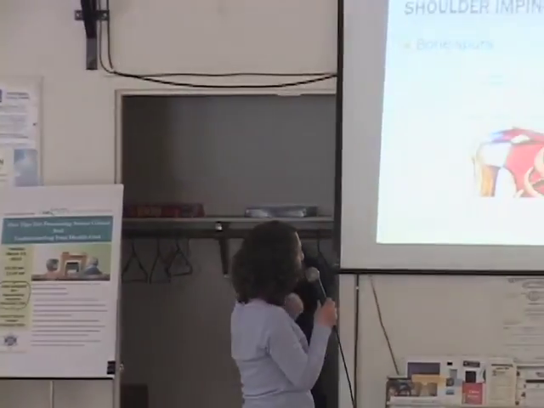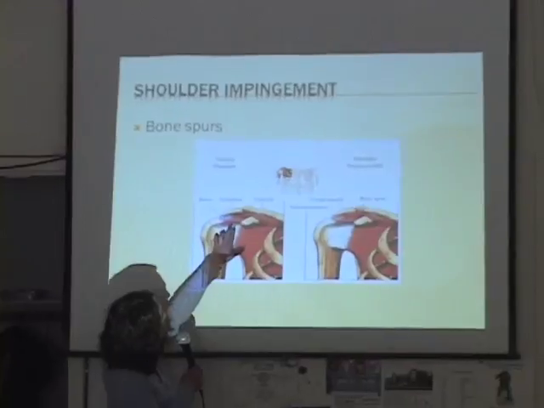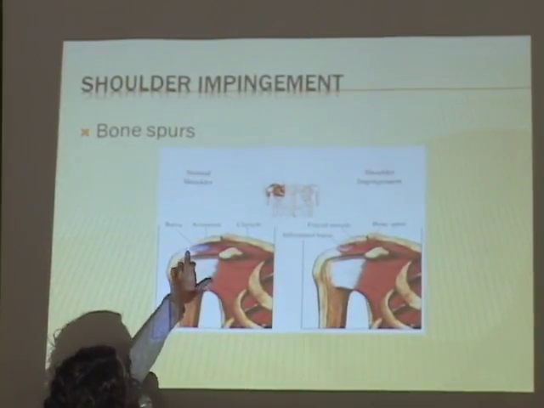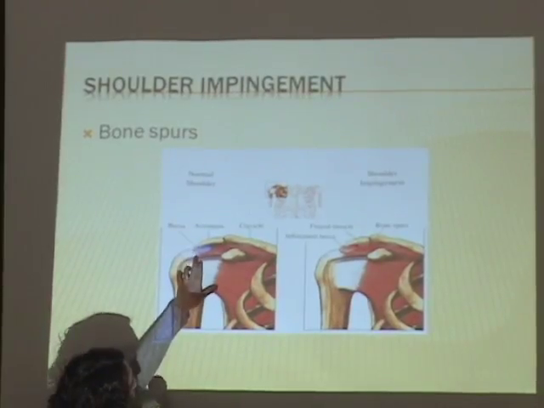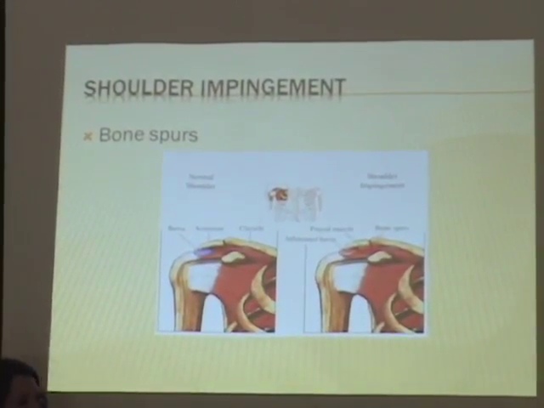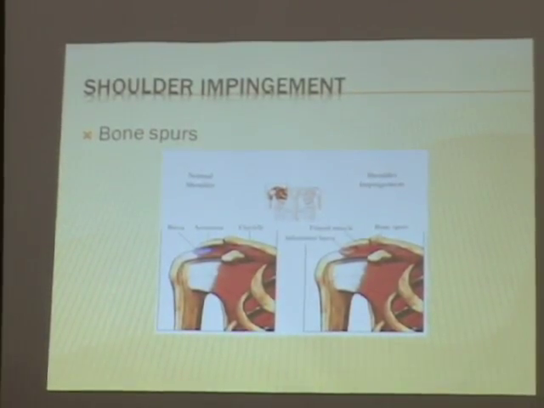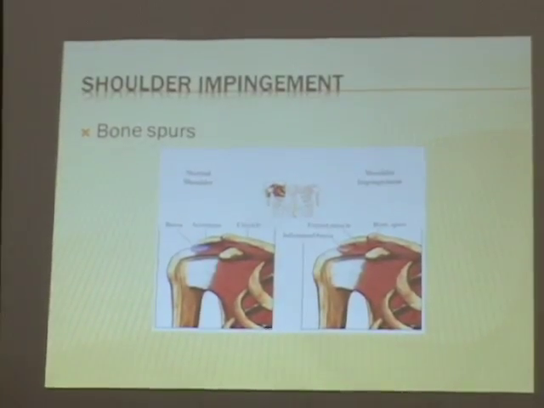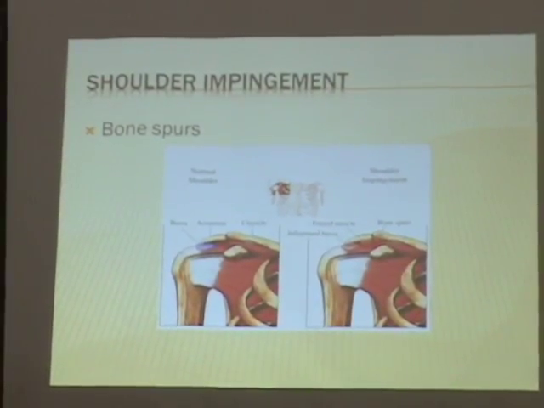Also bone spurs. So again, here's a nice, clean, smooth acromion, okay? And a nice, normal-sized bursa to the right. See how the bone spurs are basically just calcium deposits that over time lay down in the bone. It's just a way for our body, if there is chronic inflammation, to try to heal itself.